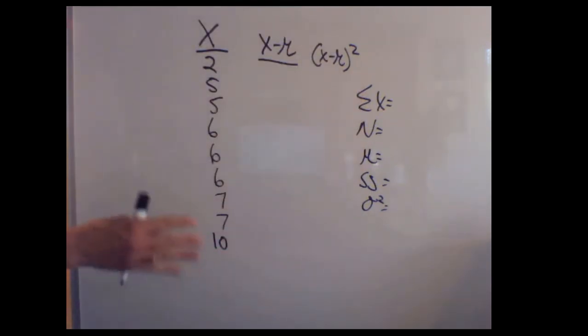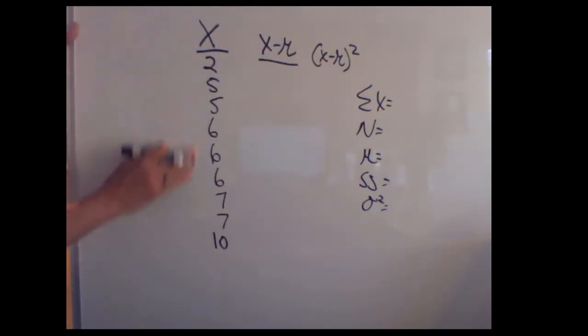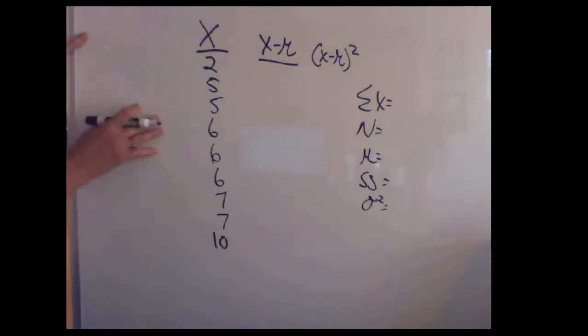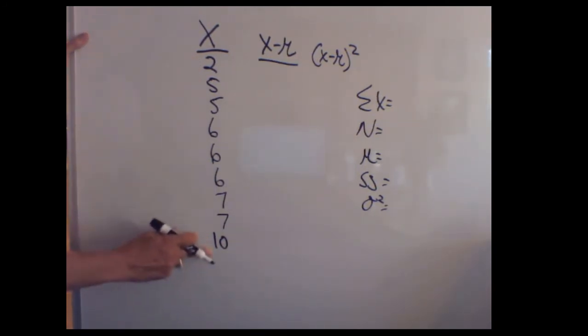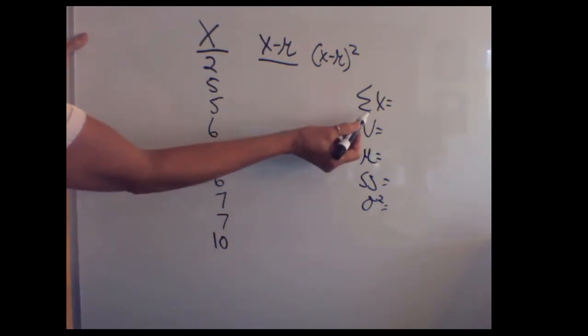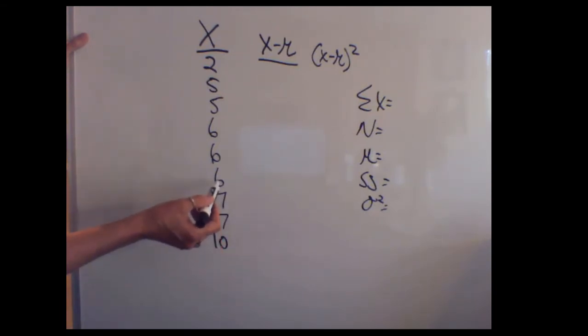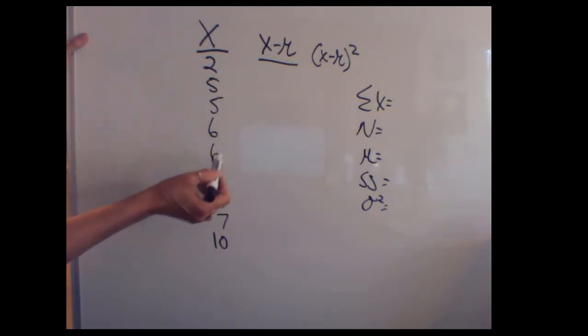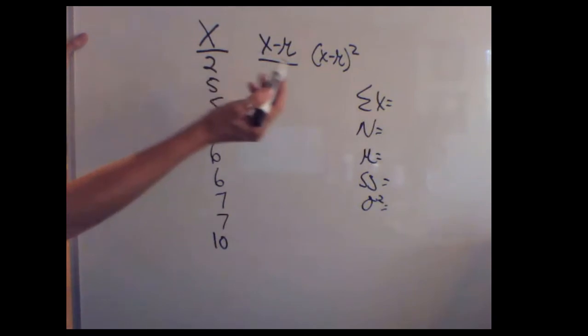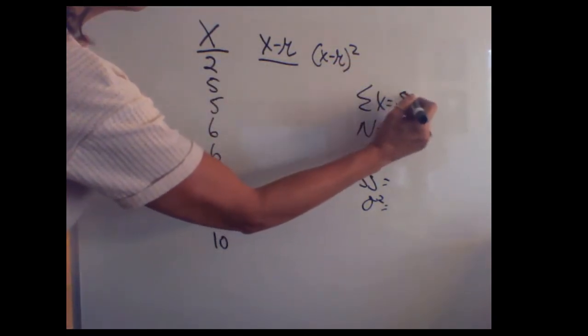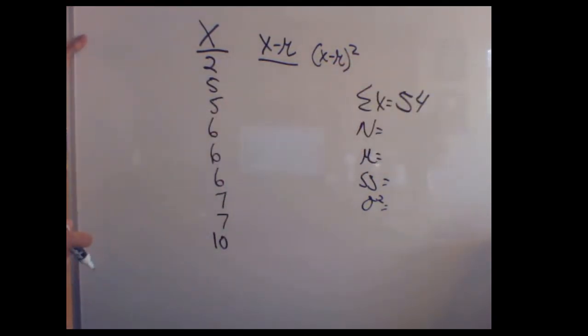So here we have everything we need to be able to find variance for this set of scores. What I'm going to do first is find the mean of these scores, and in order to find the mean, I have to sum them all up first. So 10 plus 7 is 17, 24, 30, plus 6 is 36, 42, 52, 54. So the total of the values of the scores is 54.